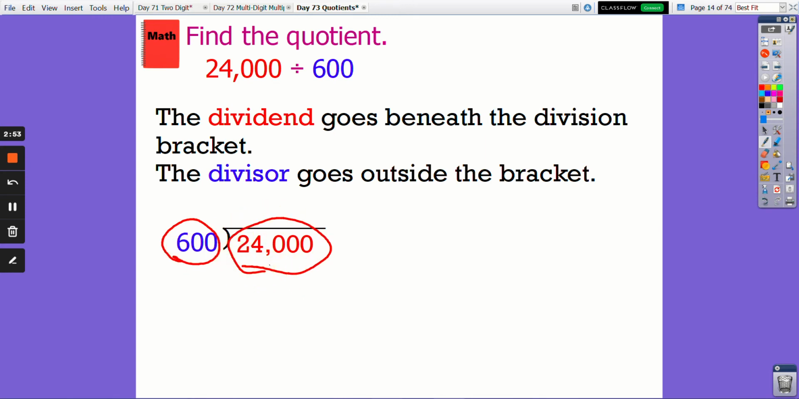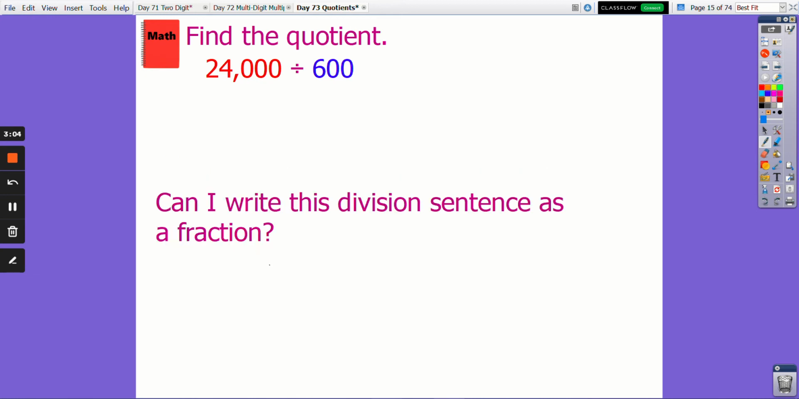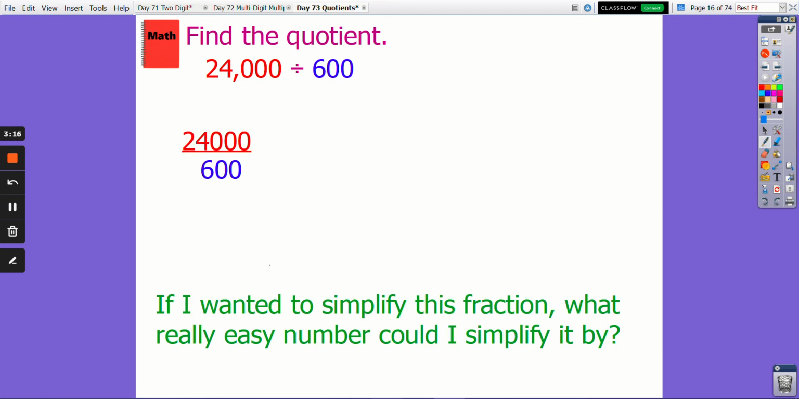So we know we can set up division problems like that. But we've also been saying all year long that a fraction is also a division problem. If we're writing this as a fraction, think about how you're going to write that as you say it: 24,000 divided by 600. You're going to write it just like we say it.